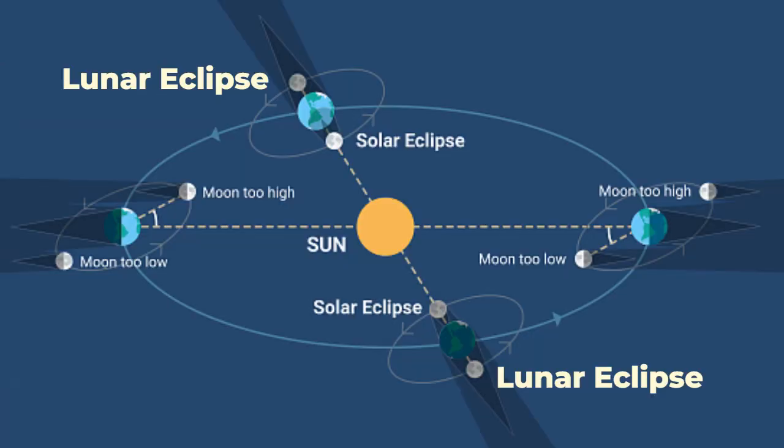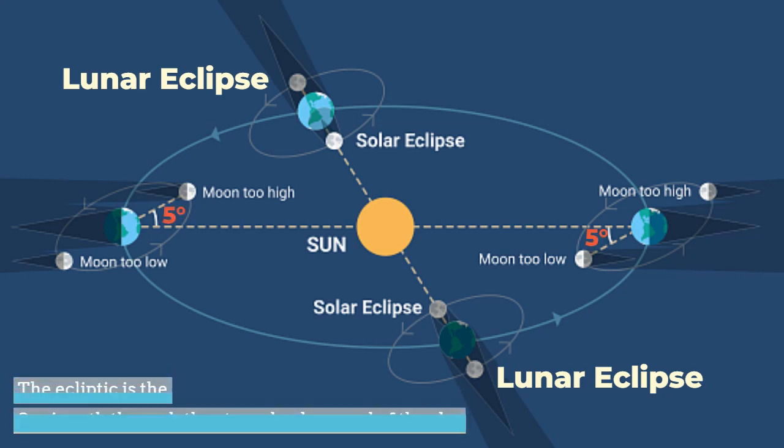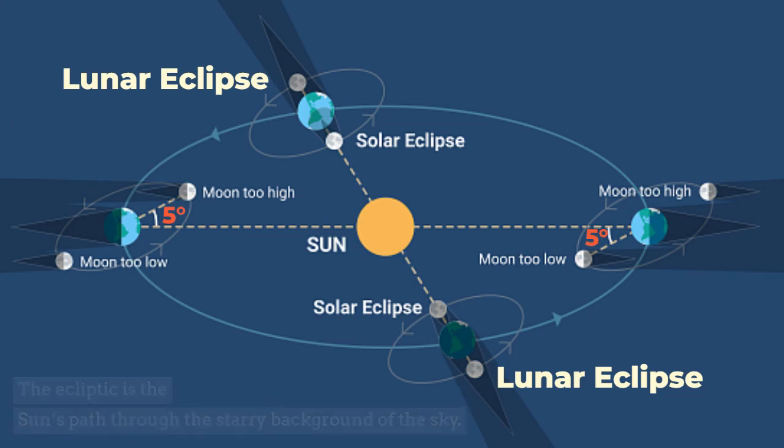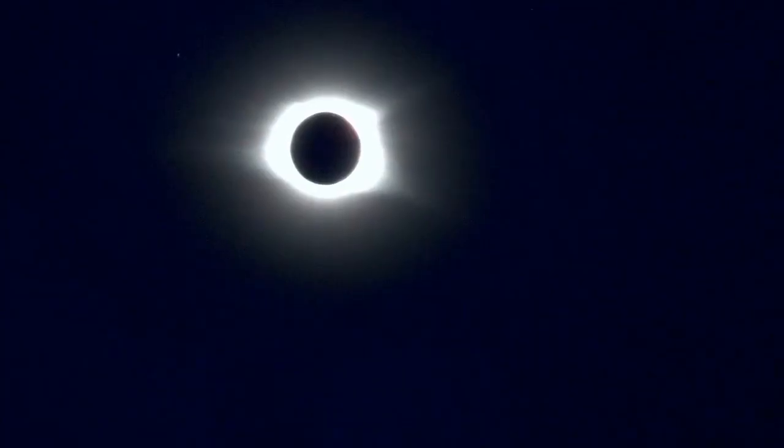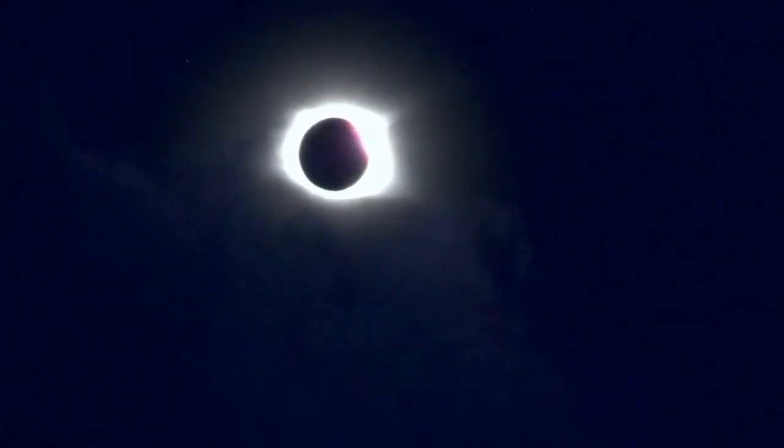This is because the plane of the Moon's orbit around the Earth is tilted at an angle of 5 degrees to the plane of the Earth's orbit around the Sun, also known as the ecliptic. The points where two orbital planes meet are called lunar nodes. Lunar eclipses occur when a full moon happens near a lunar node.